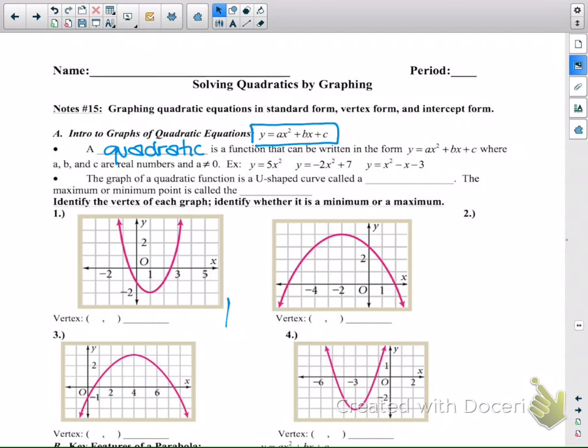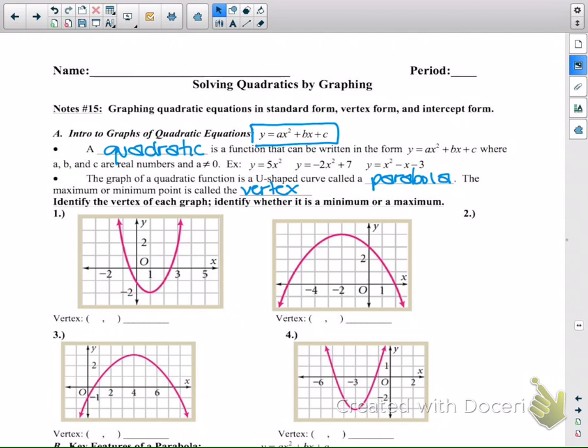We also call a quadratic, when it is graphed, a parabola, if you forget that. The maximum or minimum point of the quadratic or parabola is called the vertex. That is the first thing we are going to talk about. So just very basic here.